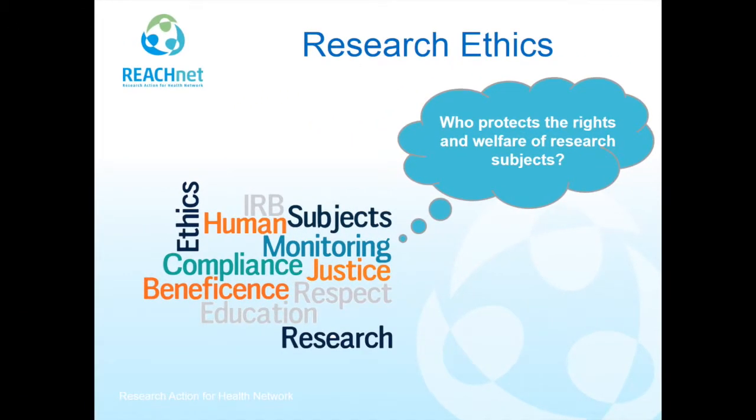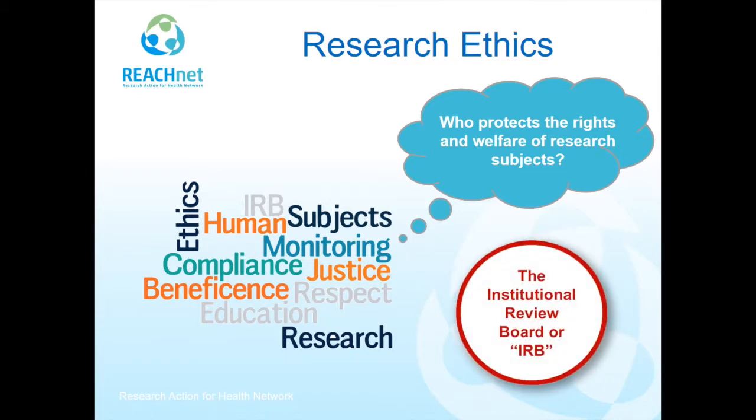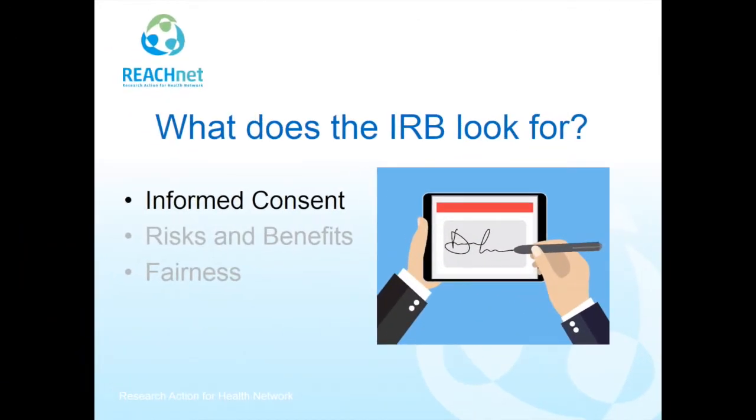There are rules and instructions that protect us from research that is not ethical or safe. Any research involving people must be reviewed, approved, and monitored by an ethics committee that protects the rights and welfare of the participants. These committees are usually called the Institutional Review Board, or IRB. IRBs ensure that there is proper informed consent.